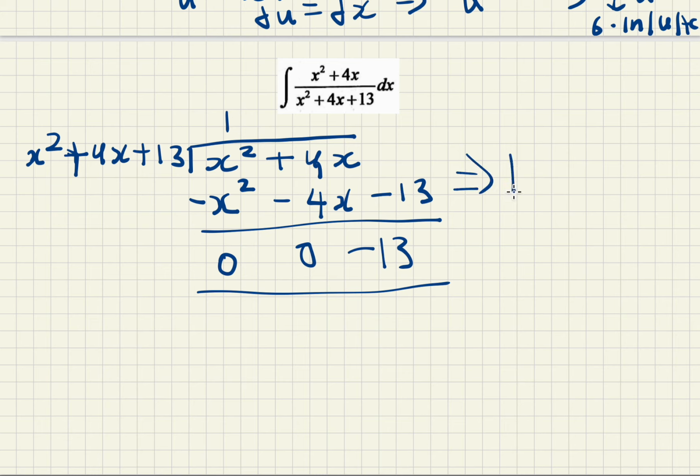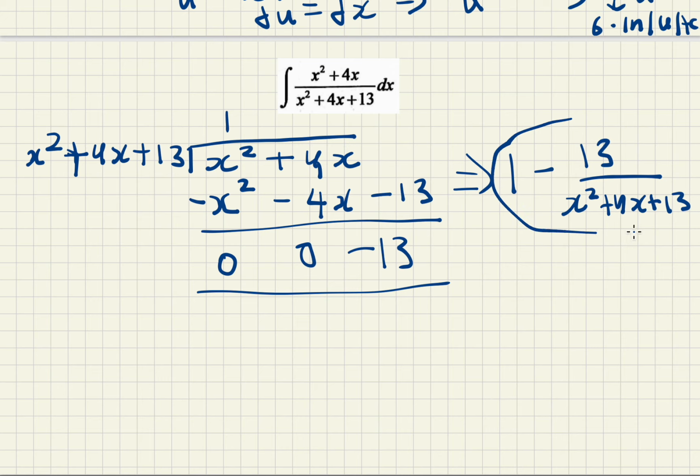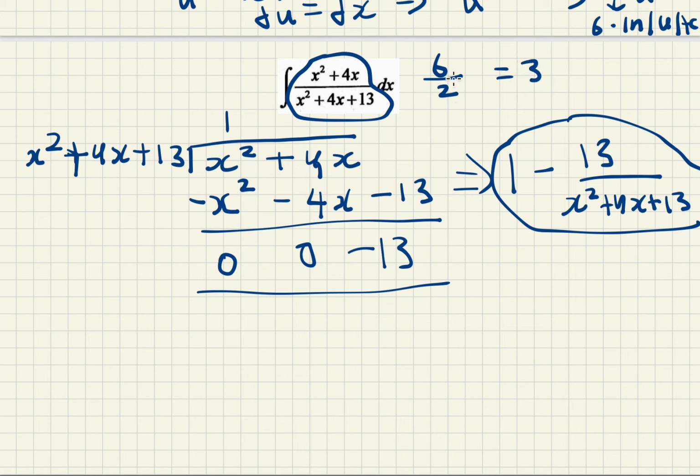So together we have 1 minus 13. Remember to divide it by the denominator. It's not 1 minus 13, it's 1 minus 13 divided by x squared plus 4x plus 13. So this expression is equivalent to this expression. All we did was divide it. It's the same principle. When somebody asks you 6 divided by 2, that's also equal to 3. All we did was divide it.